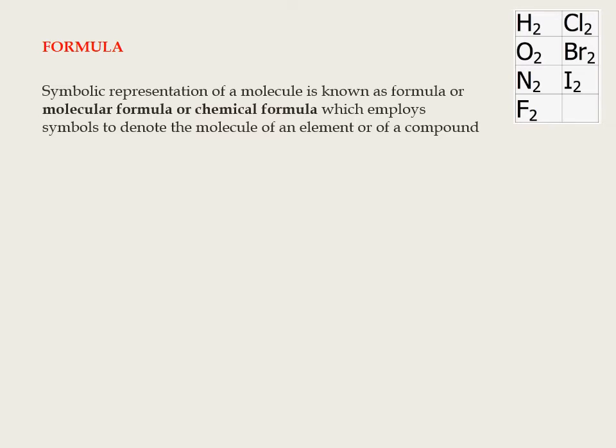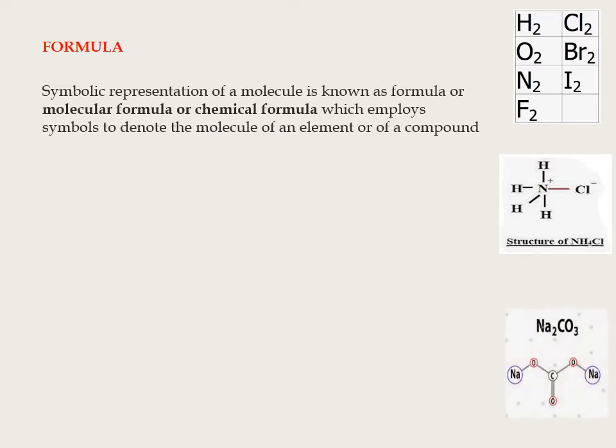In the case of a compound, the molecule containing different atoms united in a certain fixed ratio is represented by placing symbols of the elements present in it side by side, indicating their numbers written in subscripts. Thus, NH4Cl represents one molecule of ammonium chloride containing one atom of nitrogen, 4 atoms of hydrogen and 1 atom of chlorine. Na2CO3 denotes one molecule of sodium carbonate which contains 2 atoms of sodium, 1 atom of carbon and 3 atoms of oxygen.